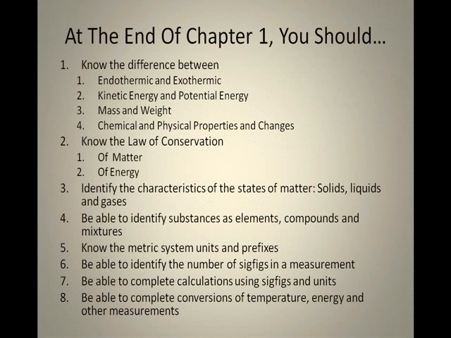At the end of Chapter 1, here are the kinds of things you should know. You should definitely know the difference in the definitions between endo- and exothermic, kinetic and potential energy, mass and weight, chemical and physical properties and their changes. You should know the law of conservation of matter and of energy. You should be able to identify the characteristics of states of matter such as solids, liquids, and gases. Those are the main three. There are a couple others, and we'll talk about those in a few minutes.